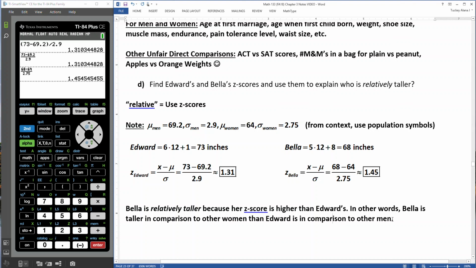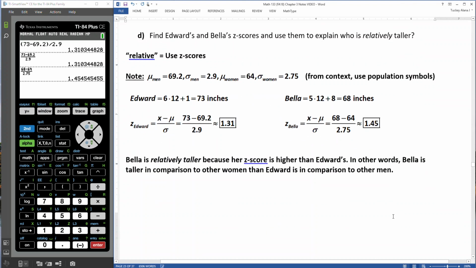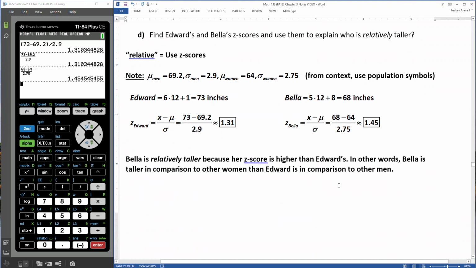Now, just in case you're wondering, Edward and Bella is a Twilight reference, and Kristen Stewart is actually nowhere near 5 feet 8 inches tall. I faked this data to get this to work right. So Kristen Stewart's much smaller than that. But for our purposes, this works great. I choose to believe this is the Edward and the Bella from the books.